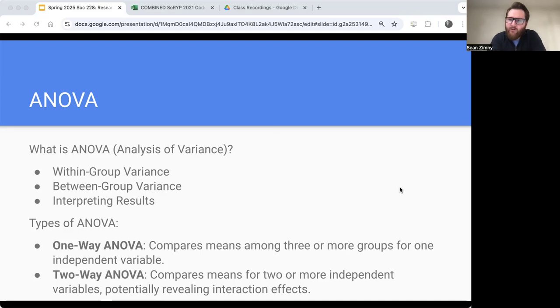And so there are a couple of assumptions that we have with an ANOVA test, four to be exact. So one is that the dependent variable is continuous, things like test scores and income. Number two is that groups are independent with no overlap. Three is that data within each group follows a normal distribution, and four, that variances across groups are approximately equal.